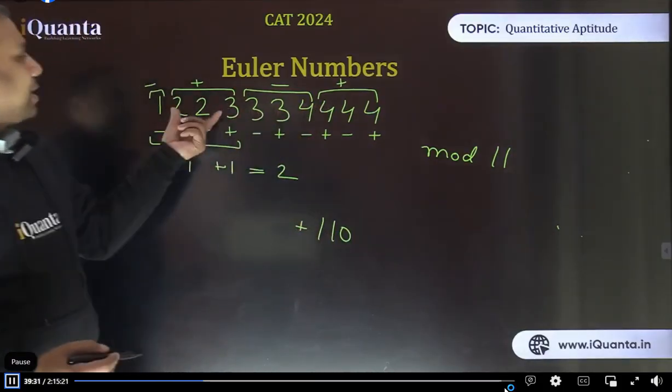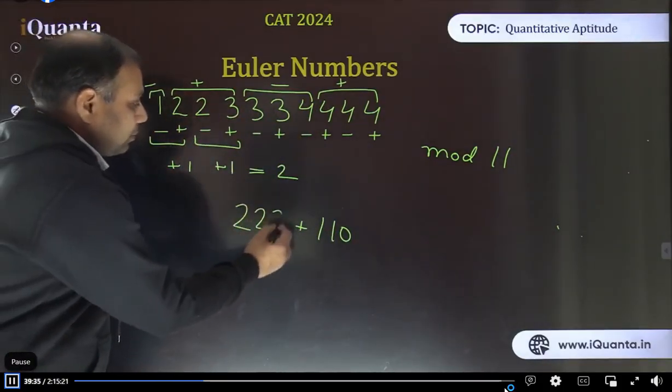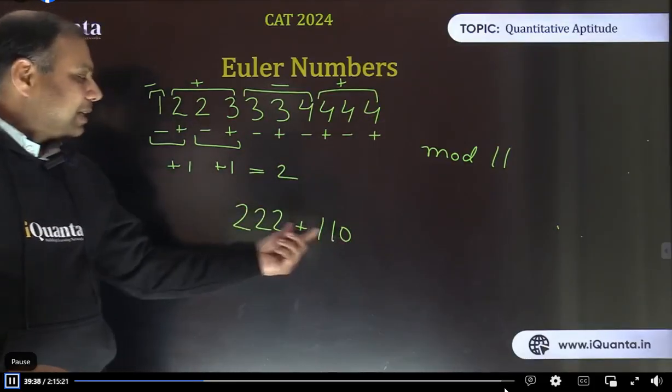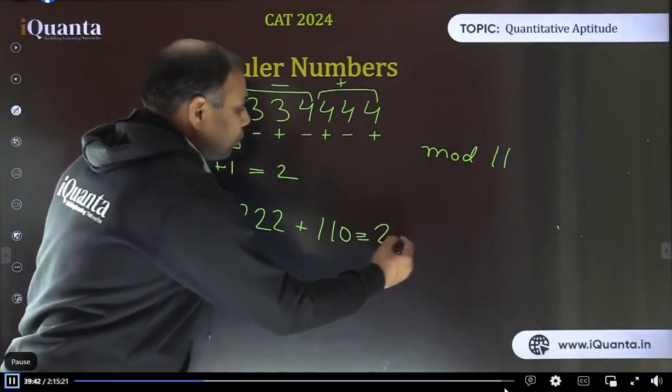This is a positive number. Now 223 minus 1 is 222. When we divide this by 11, we can see it is divisible, and 220 is divisible. 2 is the remainder. So this is 2 mod 11.